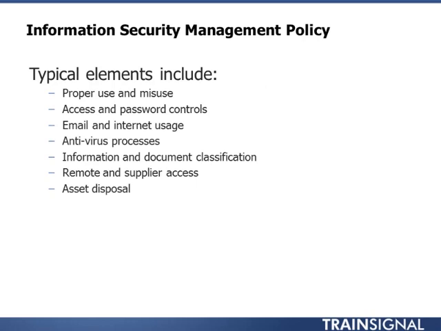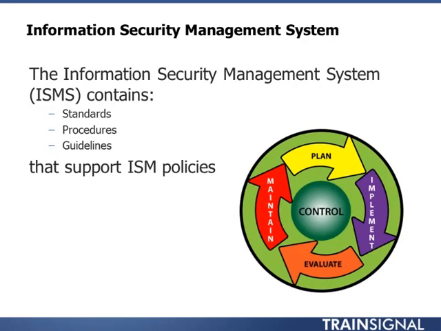Typical elements of the information security management policies include things like proper use and misuse of corporate information assets, access and password controls, email and internet usage, antivirus, classification and documentation, remote access, supplier access, and how assets are disposed of when they're retired. In order to meet these requirements, the information security management system has a framework. If we look at the graphic on the bottom right-hand corner, we plan, implement, evaluate, maintain, and control. These are the elements of the information security management framework.